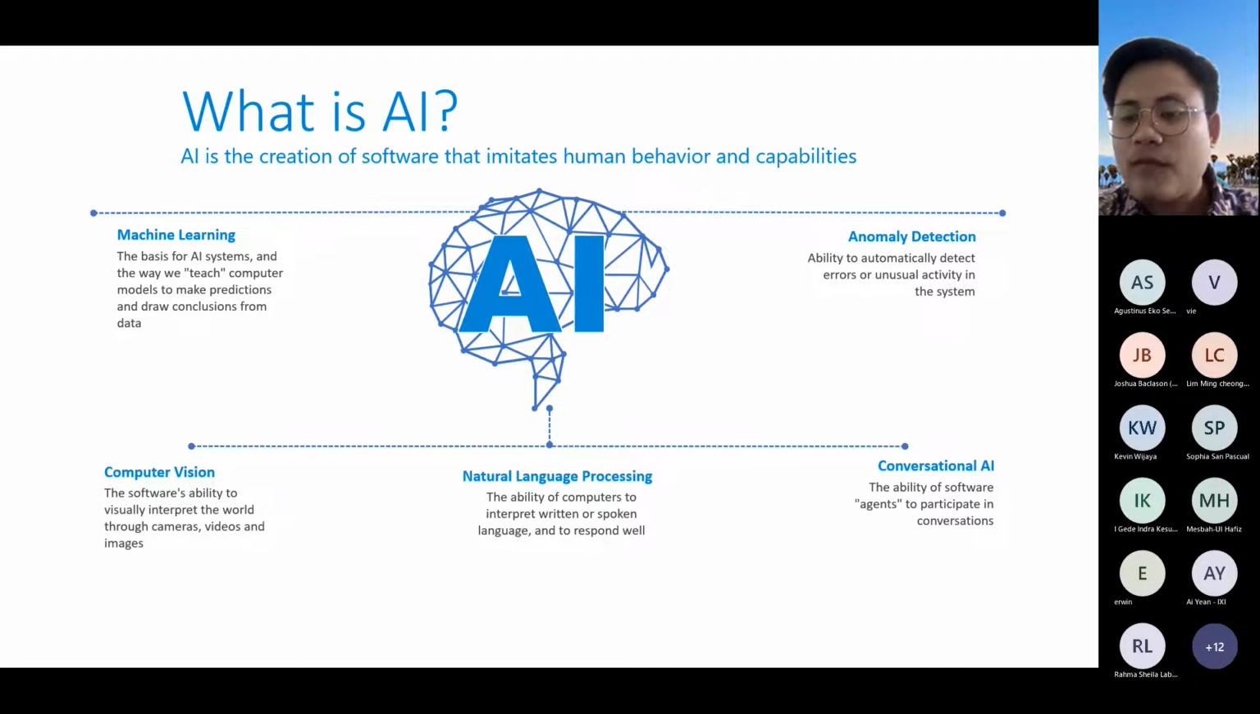The next is conversational AI. Conversational AI is the ability of a software agent to participate in conversation. It's part of natural language processing, and you can use conversational AI like a bot. The last is anomaly detection. It is some part of AI in our life. Anomaly detection is the ability to automatically detect errors or unusual activity in a system.